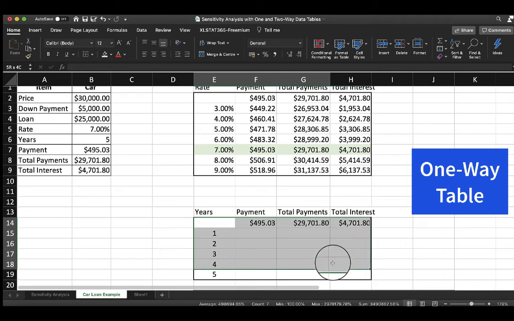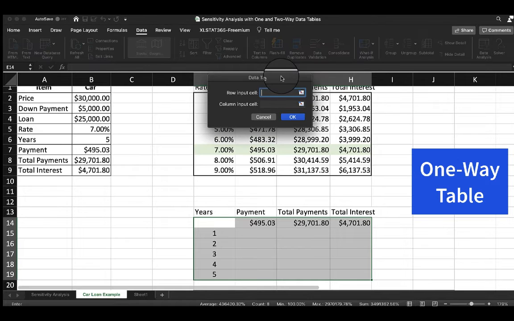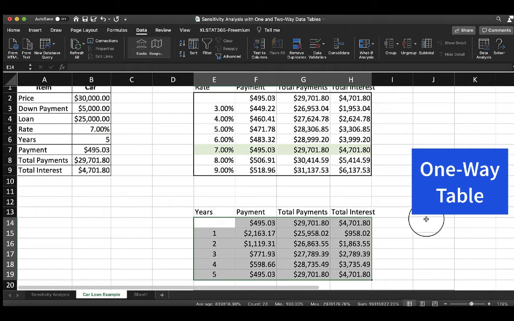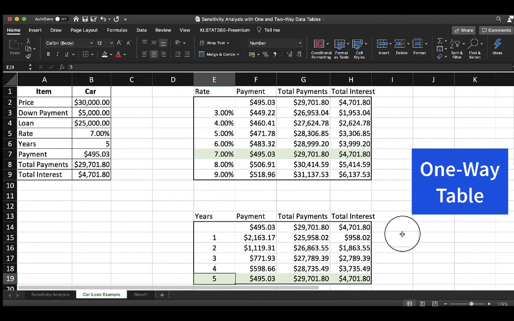I'll first select the cells, that is from E14 to H19. I'll go to data and select the drop down what if analysis. I'll select data table. Again, I'll leave row input cell blank because we are not finding anything in row. We will select column input cell. Column input cell is years now. So just click OK and you get the values. If I select 5 years, you see I get the same value as I have calculated here: 495.03, 29701.80 and 4701.80. So this is your one-way table.